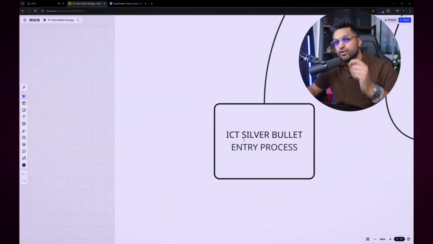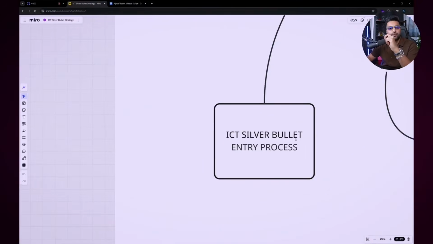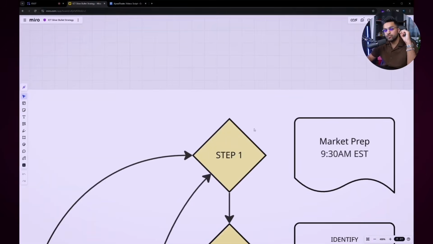Now, the first thing that I want to talk about is the ICT Silver Bullet entry process. There are going to be a total of 5 steps that we are going to follow, and every step is a prerequisite of the previous step. Step 1 is that we're going to be preparing at 9:30 a.m. Eastern time. All the time in this video is Eastern Standard Time.